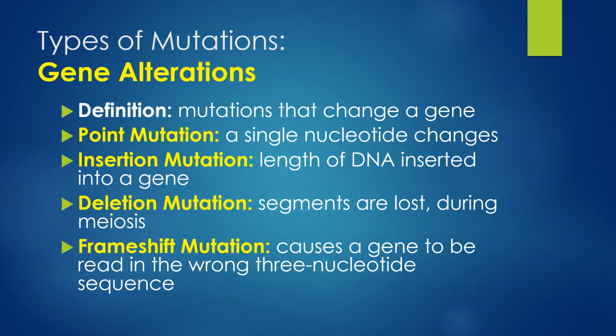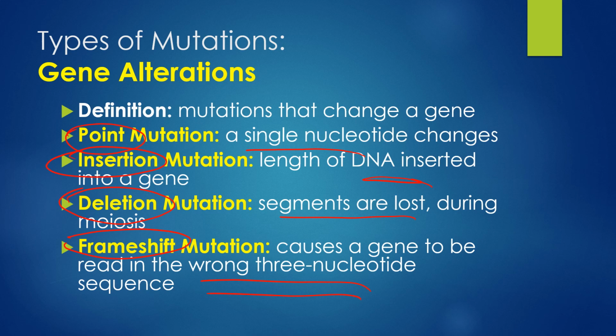Gene alteration, so mutations that can change a gene. You have a point mutation, where a single nucleotide changes. Insertion means some DNA is inserted into a gene, which can cause problems. Deletion means you lose segments during meiosis. And frame shift, so think of like you have a frame of reference, you have a frame shift, that means maybe you inserted a gene and it shifts everything else. That can cause you to read the different genes incorrectly, which will cause problems.